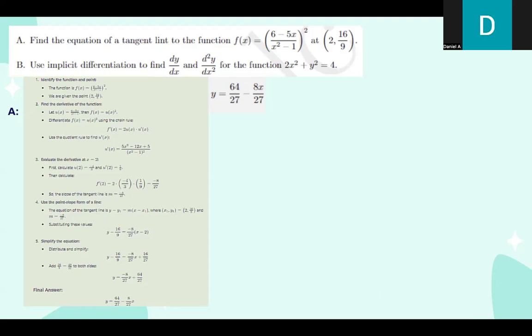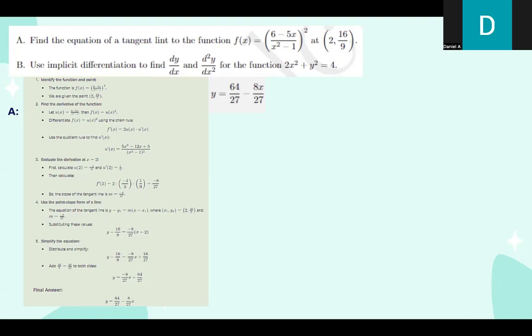Now the third step is to evaluate the derivative at x = 2. First, calculate u(2), which equals negative 4 over 3, and u'(2), which is negative 1 over 9. Then calculate f'(2) = 2 times (negative 4 over 3) times (negative 1 over 9) = 8 over 27. So the slope of the tangent line is m = 8 over 27.